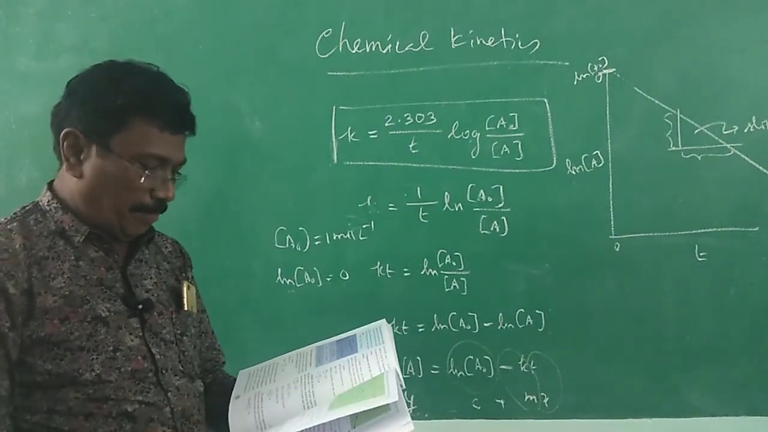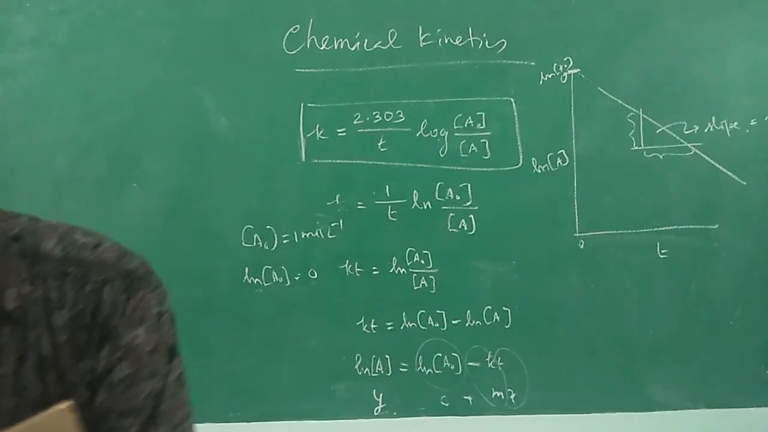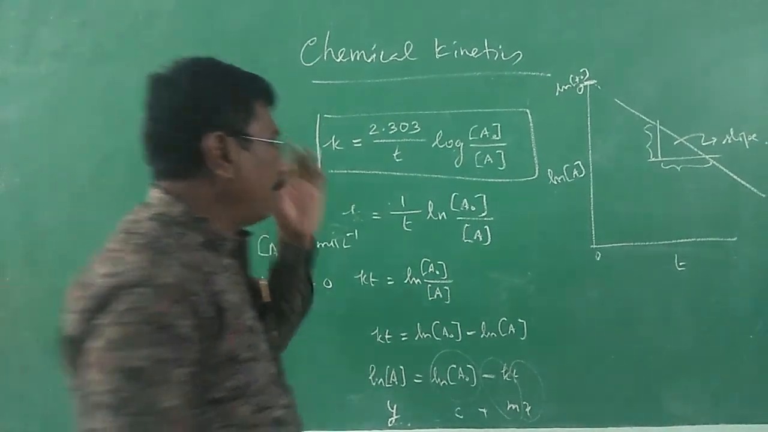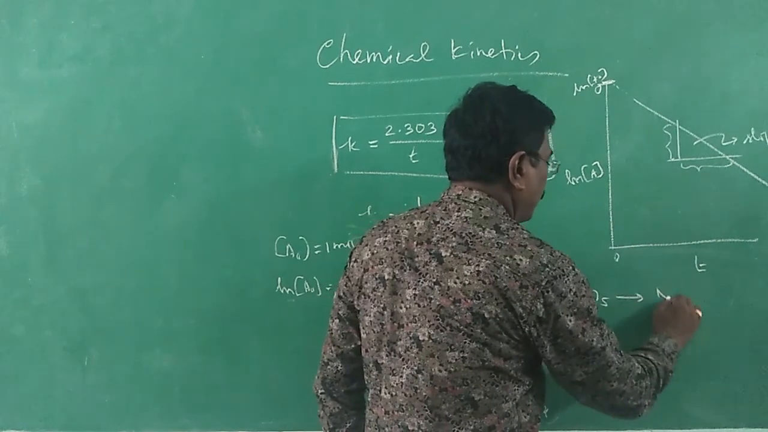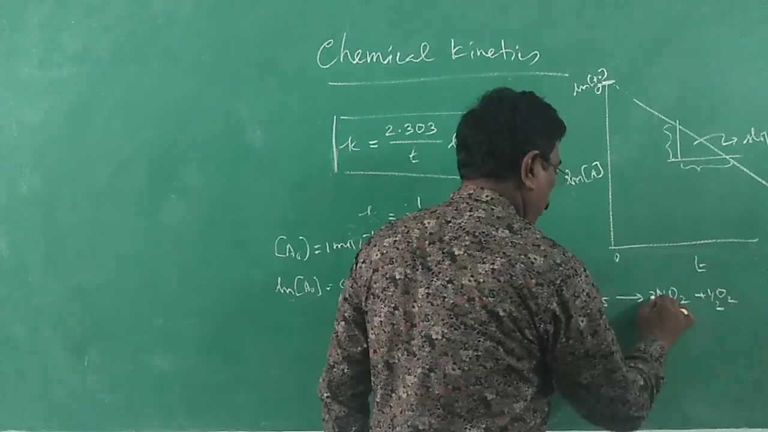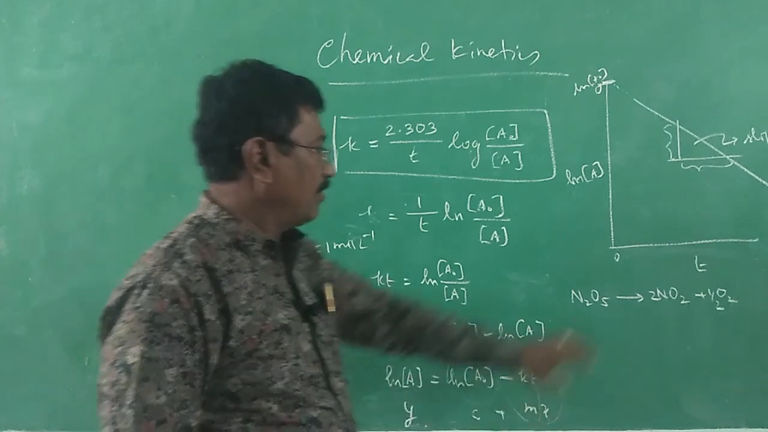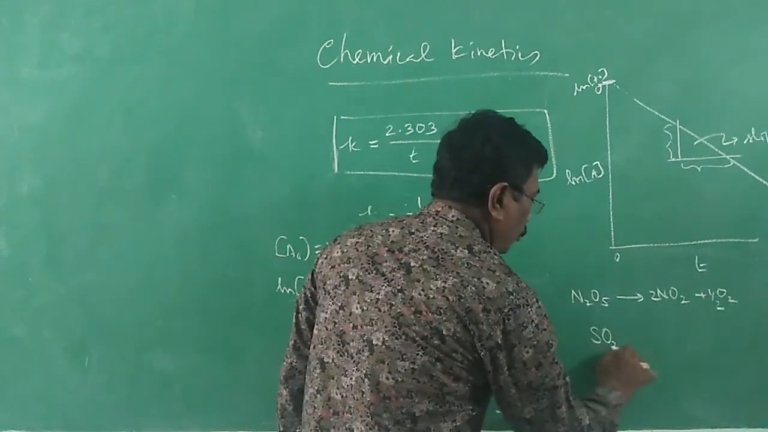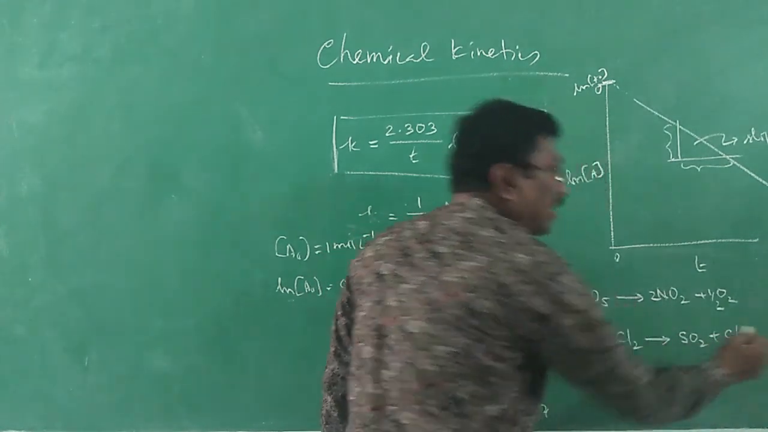Alright? I think we have seen these things yesterday, and various examples for first order reaction, maybe decomposition of nitrogen pentoxide. Decomposition of nitrogen pentoxide into nitrogen dioxide NO2 and half O2, I can say. This decomposition is said to be a first order reaction, formation of nitrogen dioxide and oxygen. And the decomposition of sulfuryl chloride, SO2Cl2 decomposes into SO2 and Cl2, that is also a first order reaction.